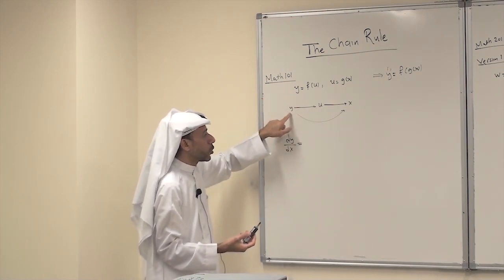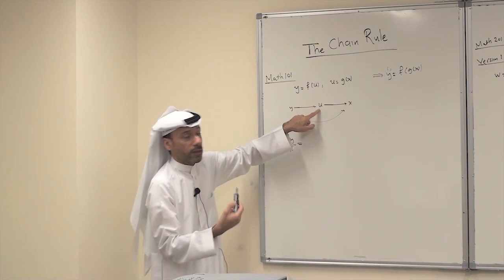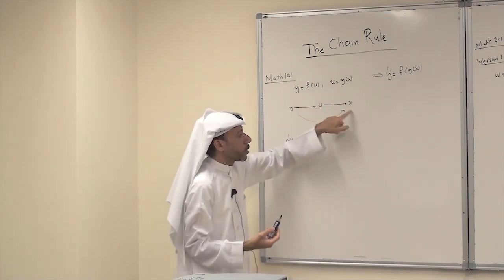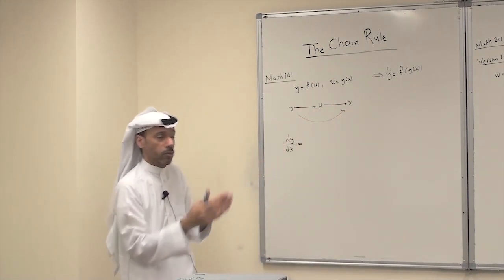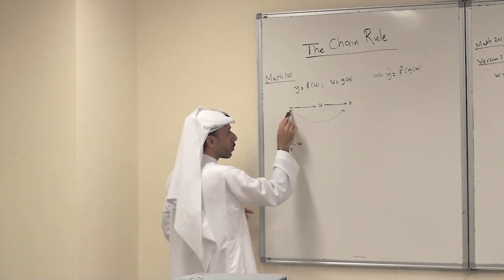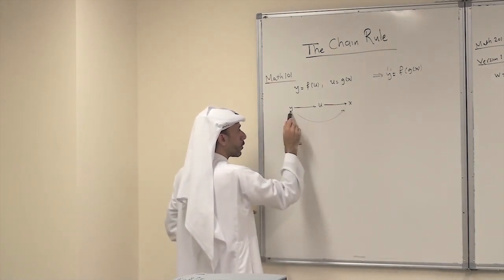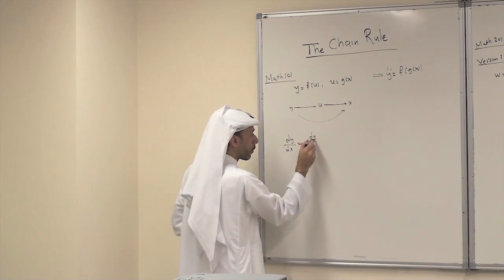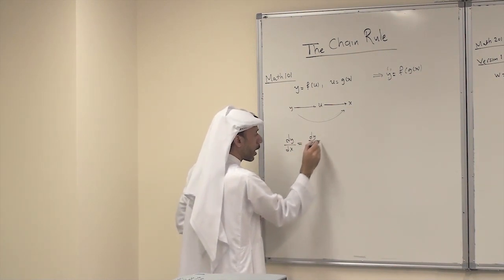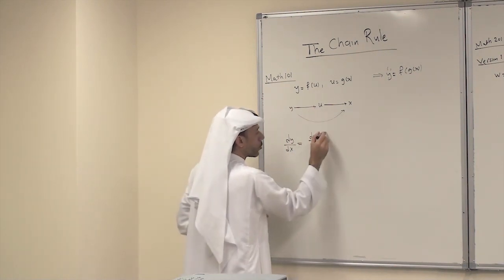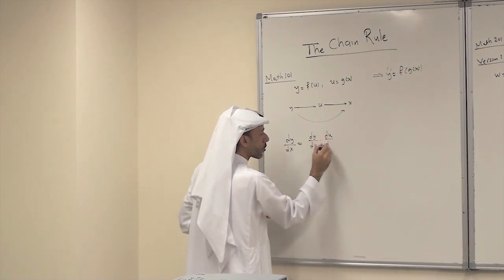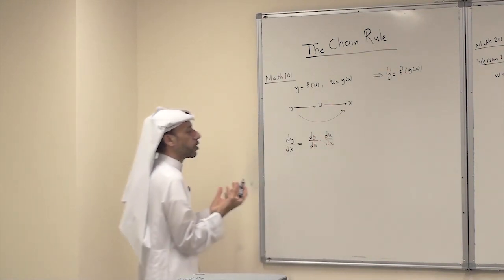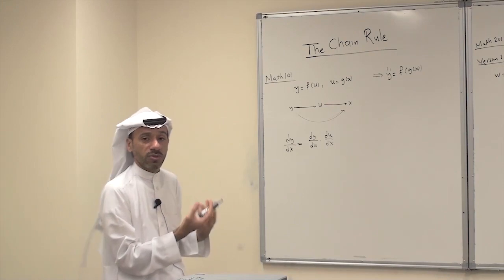First we differentiate y with respect to u, then differentiate u with respect to x, and then multiply the two quantities. So to find the derivative of y with respect to x, we find the derivative of y with respect to u, dy/du, times the derivative of u with respect to x, du/dx. And this is the chain rule for functions of 1 variable.